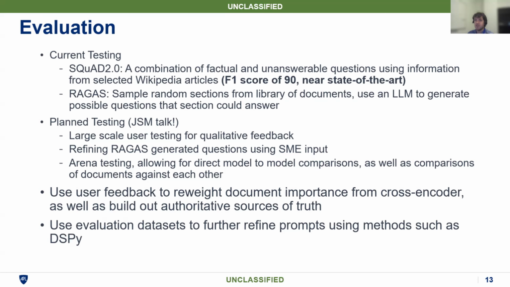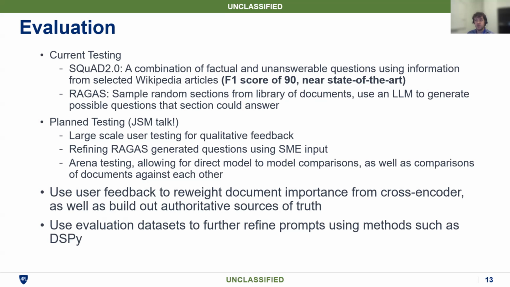So basically, Ragus creates LLM questions of varying quality. Some of the questions are very good. Some of the questions are like, no human would care about this. But we think Ragus combined with a subject matter expert could very quickly create a very large training set or evaluation set for this tool. And then arena testing, so allowing for direct model-to-model comparisons as well as comparisons of documents against each other.